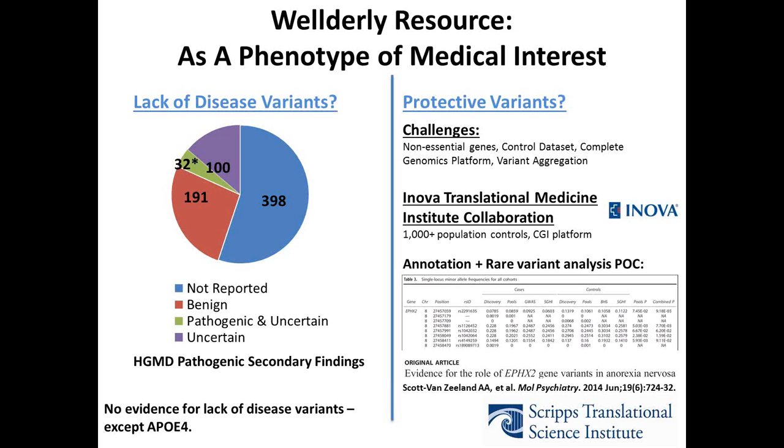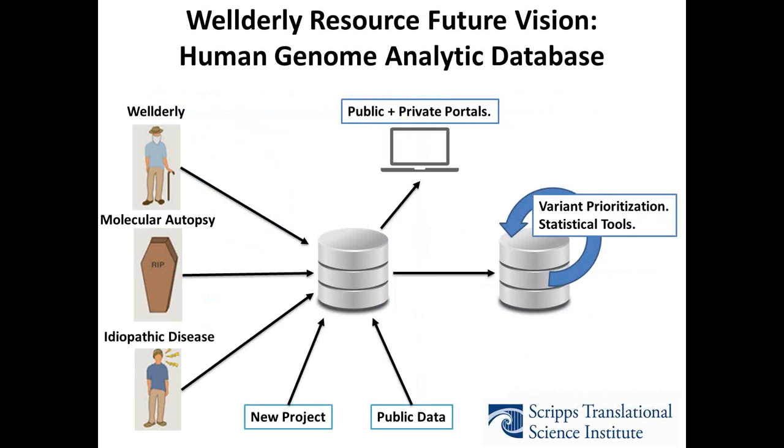That's why we're going with the hypothesis that there are potentially protective variants in the cohort, and we've started a collaboration with the Innova Translational Medicine Institute to see if we can do this analysis. We need a control cohort, and it turns out that they have about 1,000 individuals sequenced on the Complete Genomics platform at approximately the same time. So in collaboration with them, using their cohort as a control cohort, we'll be going through this annotation and rare variant analysis to see if we can find any protective variants.